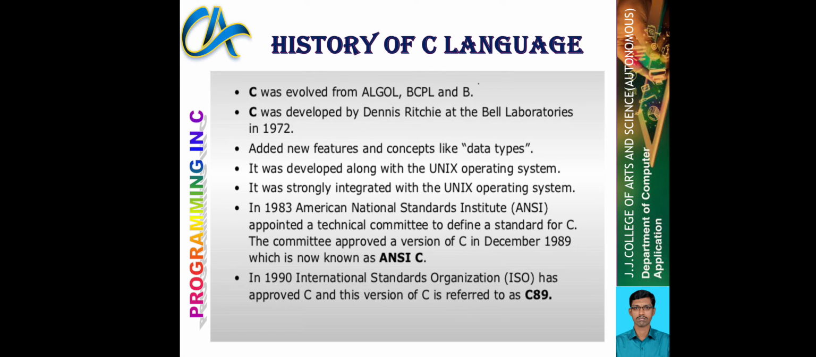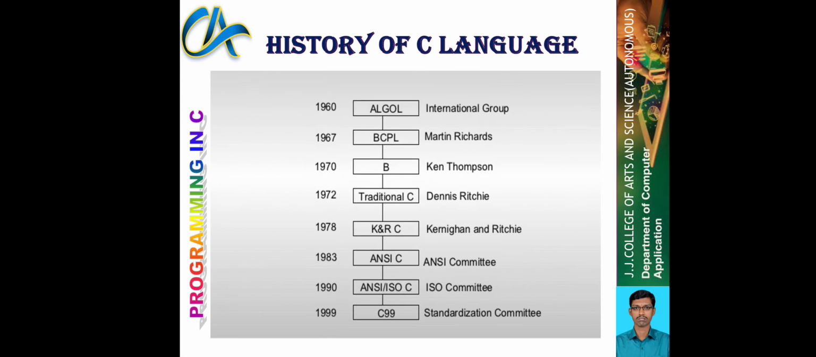In 1983, the American National Standards Institute appointed a technical committee to define a standard for C. The committee approved a version of C in December 1989, which is now known as ANSI C. In 1990, the International Standards Organization approved C, and this version of C is referred to as C89. This is the structured history of the C language.